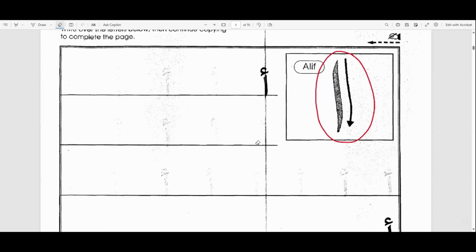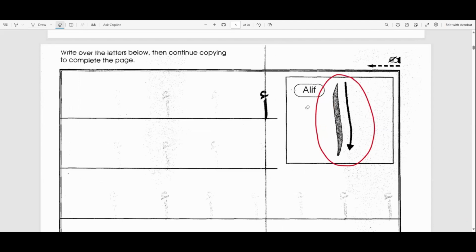So that was a bit of history about the letter Alif. The letter Alif is only an Alif when there's nothing on it, when it doesn't have any of the vowels, no symbols, it's just the letter Alif on its own.